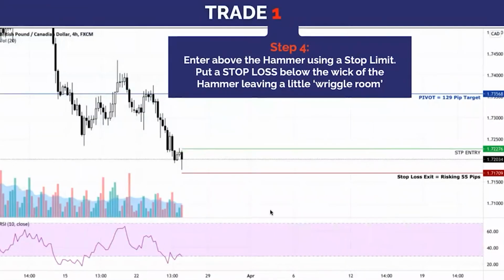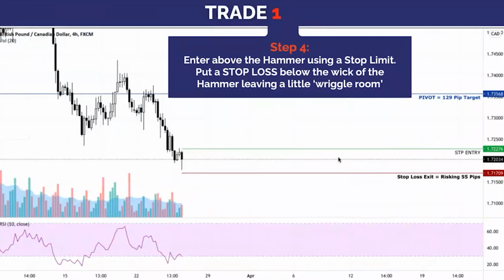So this is how I'd set this up. I'd set it up with an entry above the candle and a stop loss below the lower wick, just giving myself some wiggle room. So it's not a hard stop. And in total, as you can see, it's a really good risk to reward ratio.